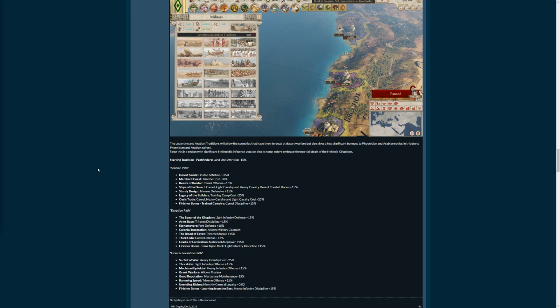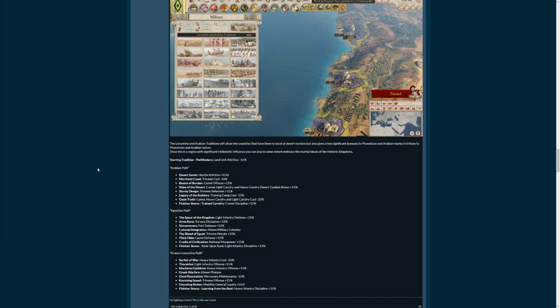And the Greco-Levantine path. Surplus of War, heavy infantry cost minus 25%. Thorakitai, light infantry offense plus 15%. Machimoi Epilektoi, which I've never heard of before. I don't know what that is. I'm going to have to Google that after the fact to figure out what I'm talking about. Heavy infantry offense plus 15%. Greek Warfare allows the Phalanx.